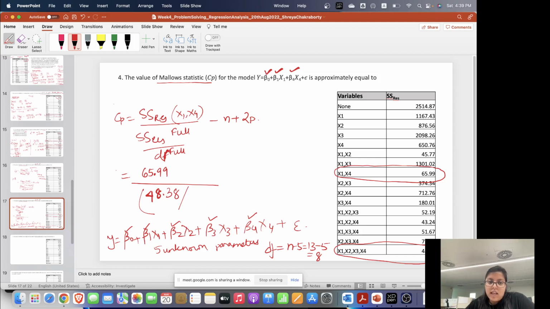So we will have the DF of the full model as 8, minus 13, because that is my sample size, we have surveyed 13 houses, plus 2 into p, and p was the total number of unknown parameters. So 1, 2, and 3. 2 into 3, 6. So if we do this calculation, we would get the value of Cp as 3.911. You can do it and check it for yourself.